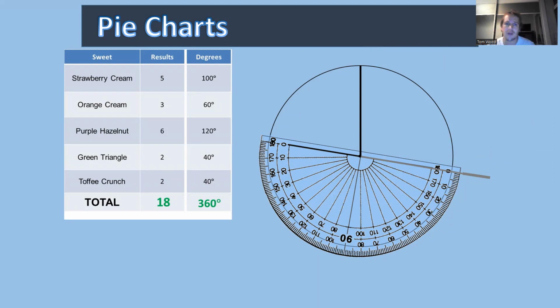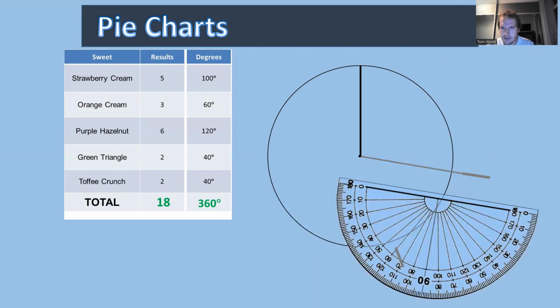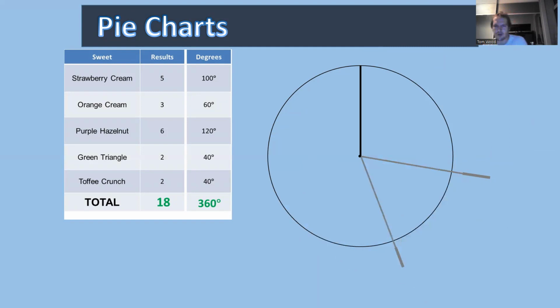So the first one was 100 degrees. The second is 60 degrees. So again, I'm going to see that point there. I'm going to measure it round. There's my 60, and I'm going to draw my line across there. I'm then going to draw my next line on. So this will be 120 degrees. And then finally, I've got my 40 degrees and my final 40 degrees. And that's going to give me my overall total pie chart there.